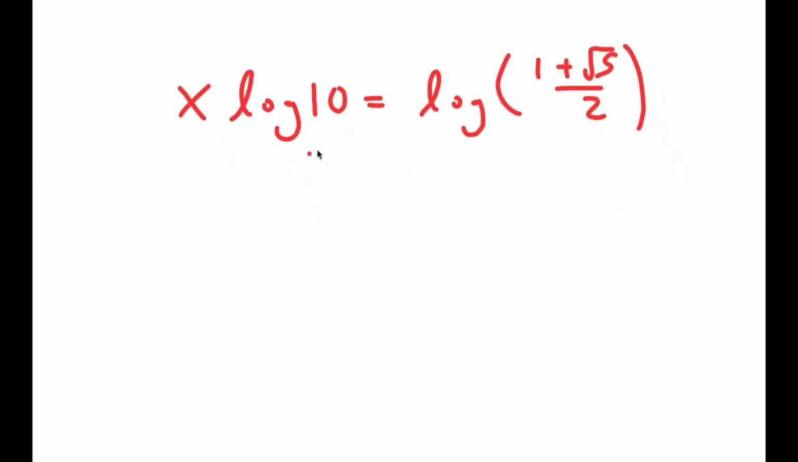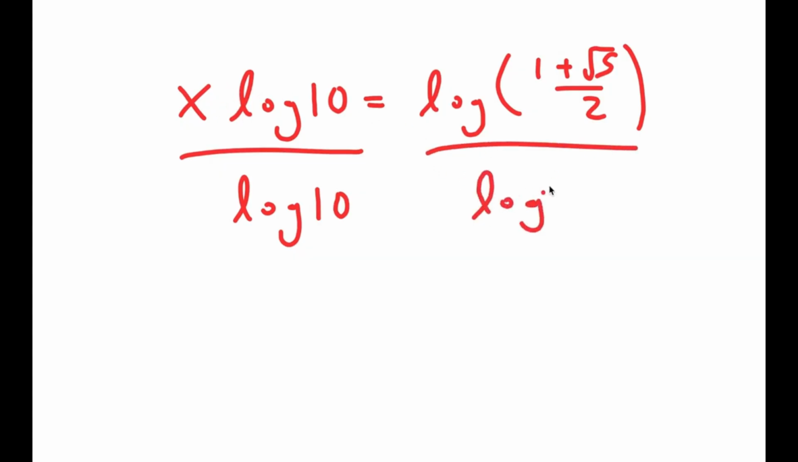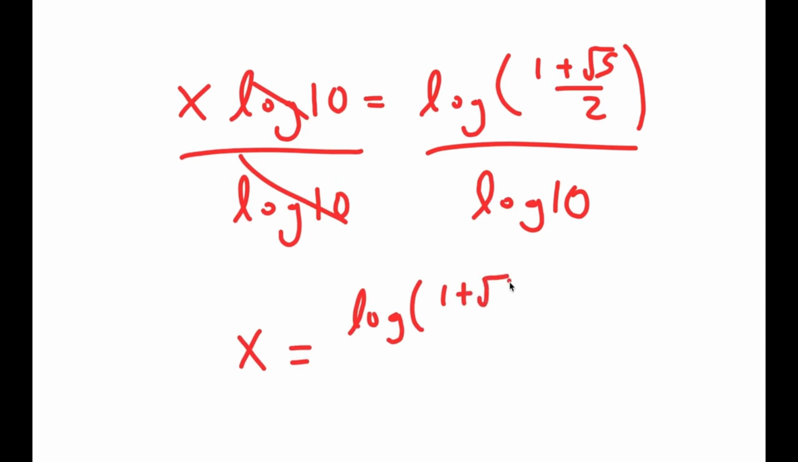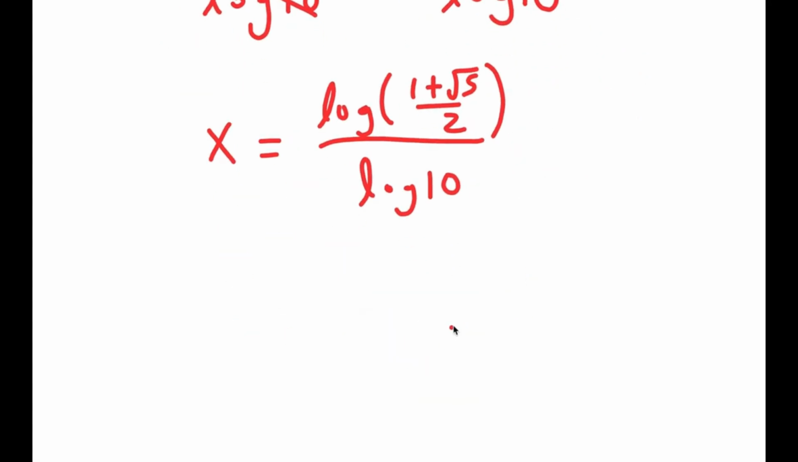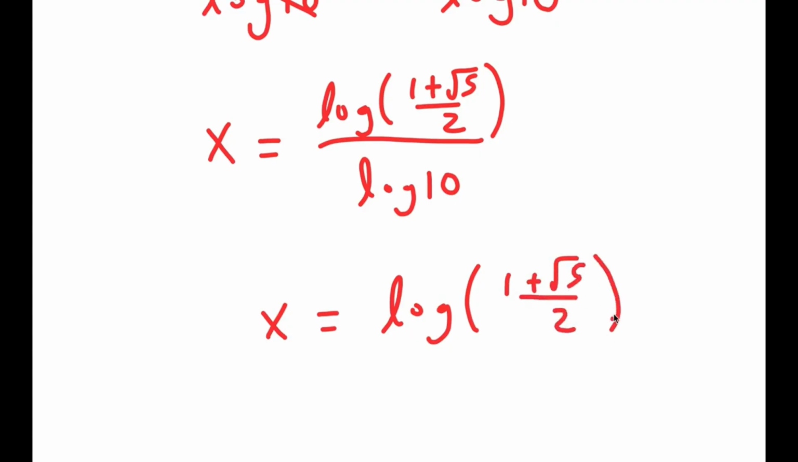Now, I'm going to divide both sides by log 10 because we want to isolate x. So these two cancel out, and I get x is equal to log of 1 plus the square root of 5 over 2 over log 10. Now, if you already know, log 10 is equal to 1. So x is simply equal to log of 1 plus the square root of 5 over 2.